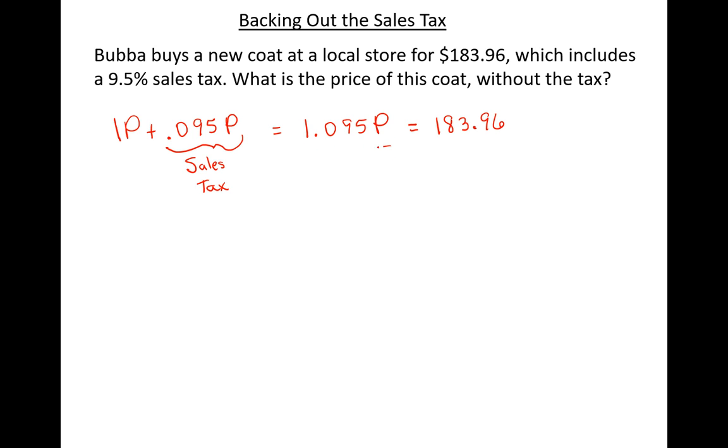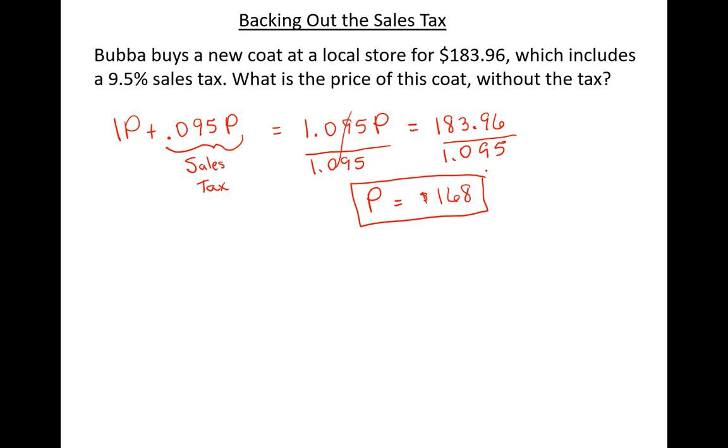So if I want to know price, I'm going to divide, and I'm going to follow my rule for equations. If I divide this side, that is just going to be P, any number divided by itself. But if I do it over here, I have to do it over here. So 183.96 divided by 1.095 is $168. It came out to be an even amount.